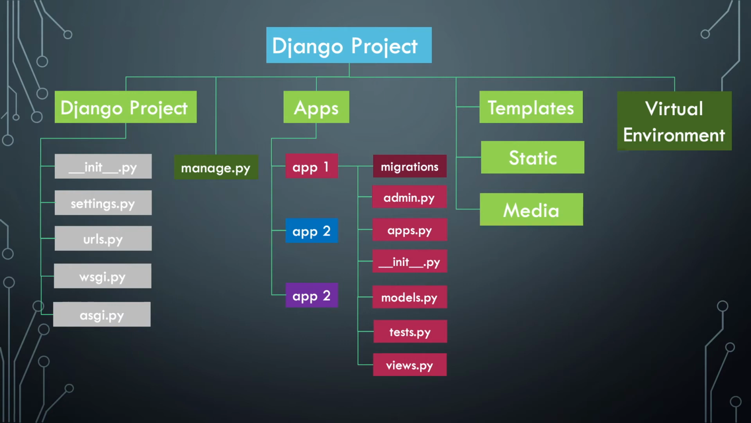The API that we are creating is going to be an app. A Django project may be made up of multiple apps. Each app will have its own migrations folder, admin, apps, models, tests, and views modules, and an __init__.py file to indicate that it is a package. Don't worry about the templates, media, or static folders at this point. We're going to be focusing on building the API.